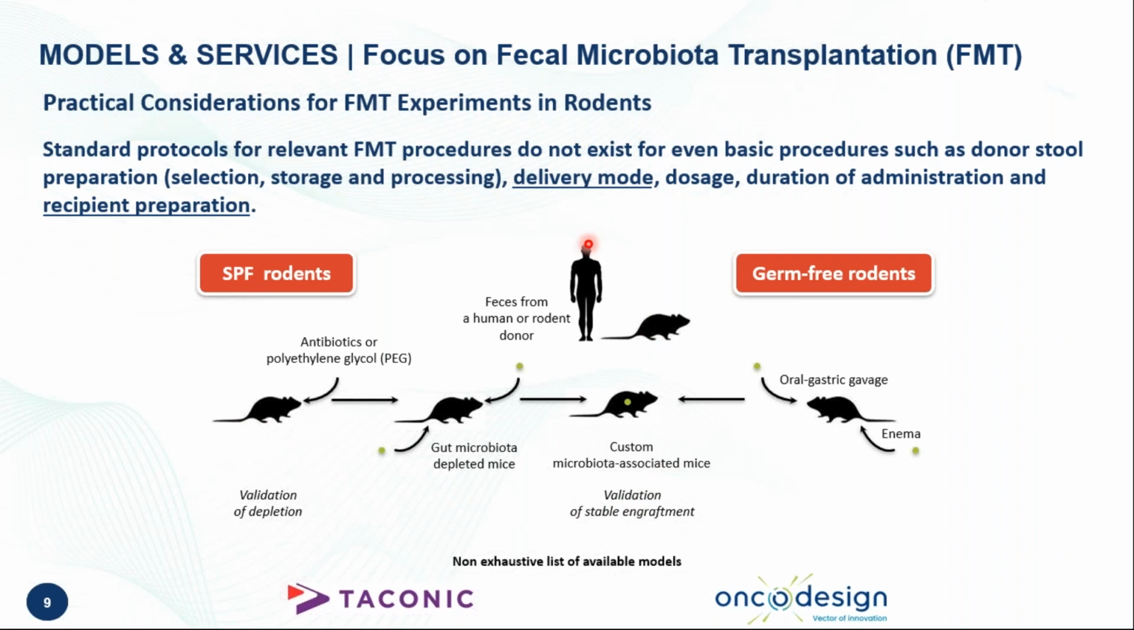So for example, the FMT can be performed by oral gastric gavage or by enema in germ-free rodents that lack all microorganisms and are maintained in specific isolators, or in SPF rodents with gut microbiota depletion obtained by using antibiotics or laxatives, such as polyethylene glycol. And several samplings can be performed along the experiment for validation purposes. It is to check the depletion of the gut microbiota in the recipient and also the successful engraftment of the donor microbiota.